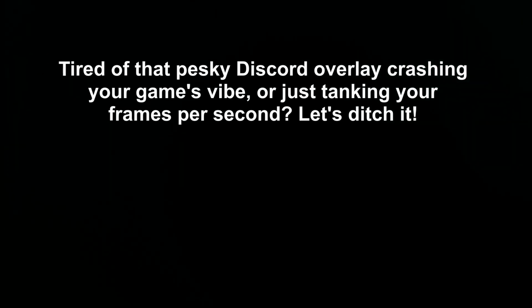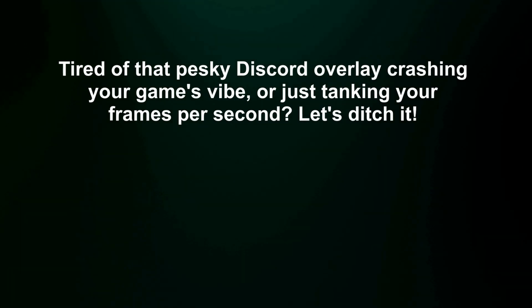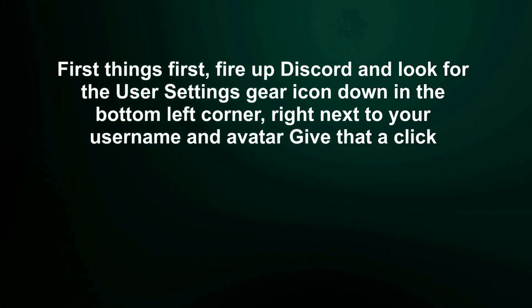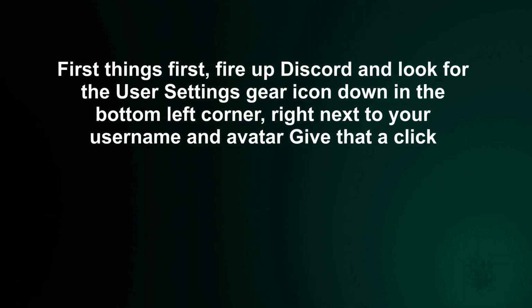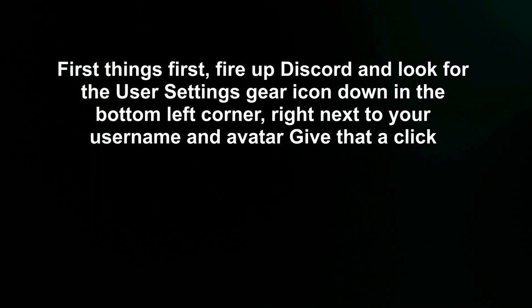Tired of that pesky Discord overlay crashing your game's vibe, or just tanking your frames per second? Let's ditch it. First things first, fire up Discord and look for the user settings gear icon down in the bottom left corner, right next to your username and avatar.